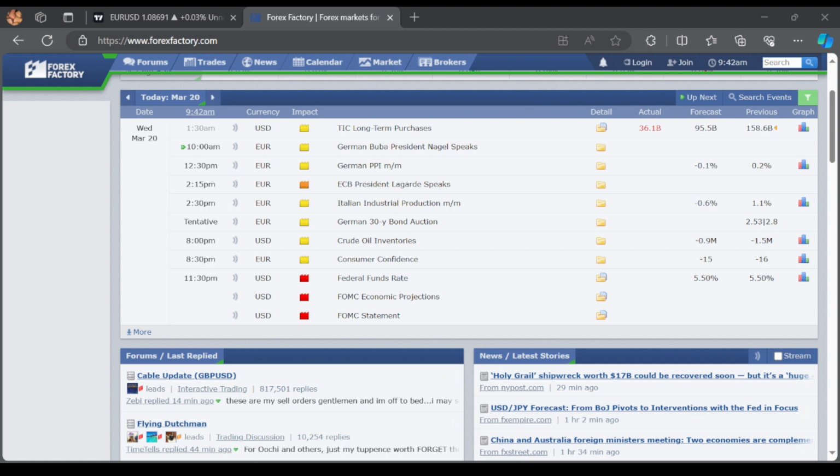Today I'm going to do the Euro USD chart analysis for today's trade. So let's get started. First of all, we are having a high impact news at 11:30 p.m. Indian Standard Time. So be cautious around this time since it could be a high spread area and a really volatile market. Now let's move to the charts.